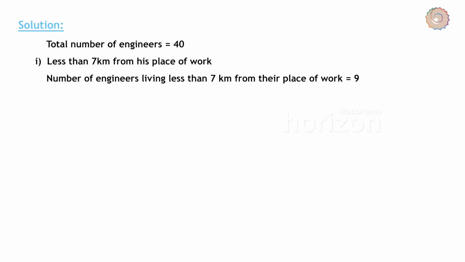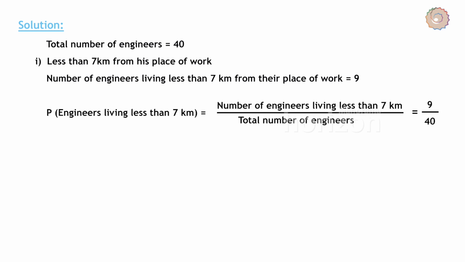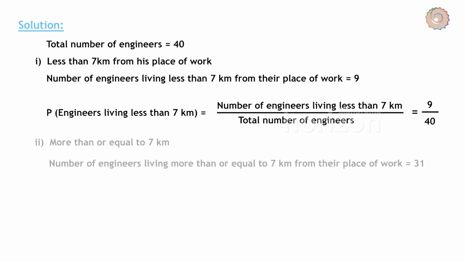From the data, we see that the total number of engineers is 40. The first sub-question is to find the number of engineers who live less than 7 km from their place of work. From the data, we see that the total number of engineers living less than 7 km is 9. Therefore, the probability of engineers living less than 7 km is equal to 9 over 40.